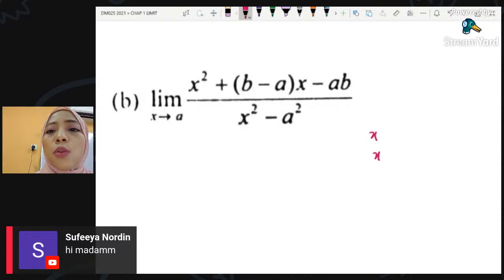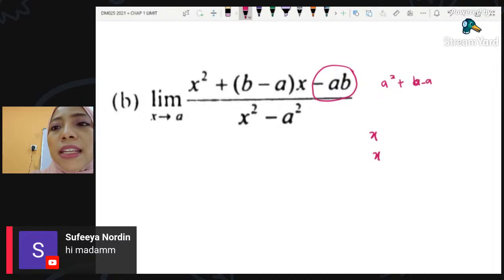What makes x squared? x times x. What makes negative AB? First of all, of course, you substitute first. I'm pretty sure you have done that earlier. I'll do it for you. First and foremost, you have to substitute. So a squared plus b minus a, so a minus a times x, so we get 0 minus a. Sorry, a minus a gives 0, times a squared.